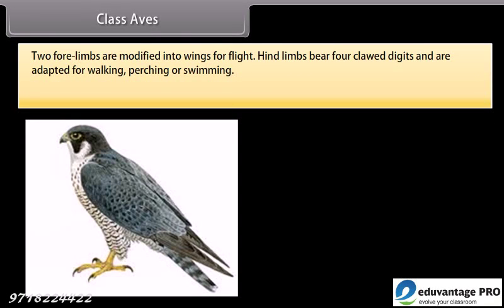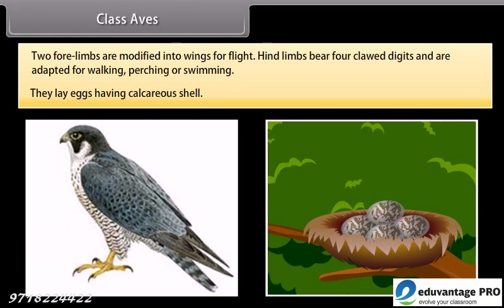Two forelimbs are modified into wings for flight. Hind limbs bear four clawed digits and are adapted for walking, perching, or swimming. They lay eggs having a calcareous shell.